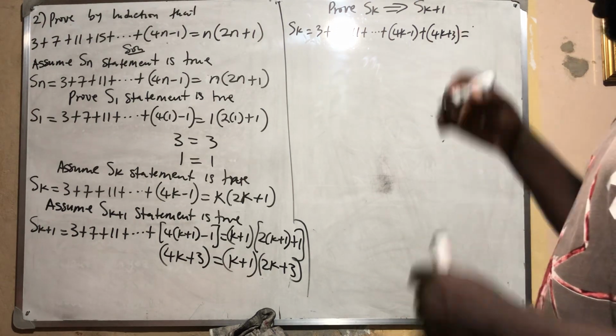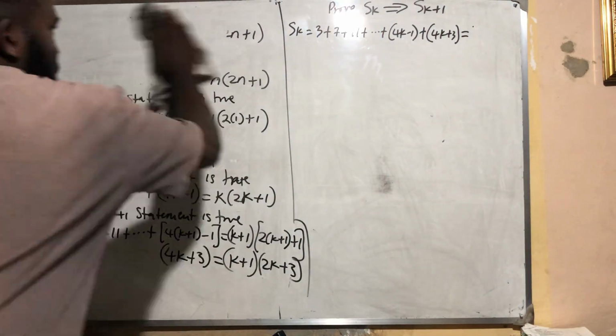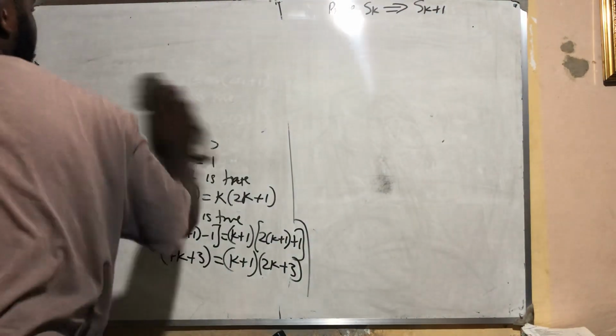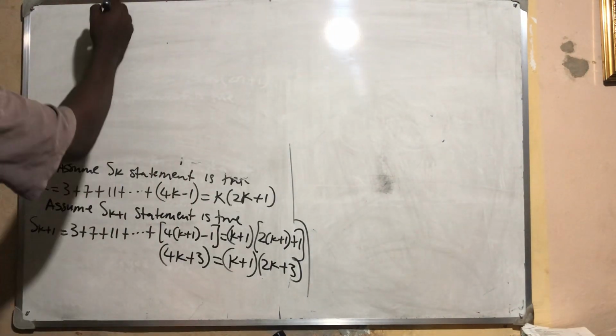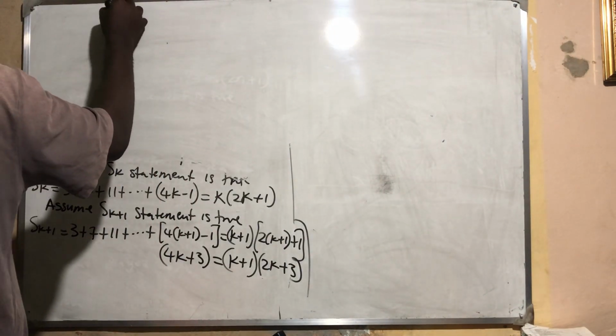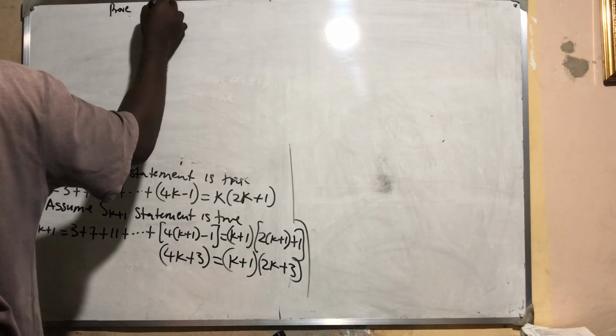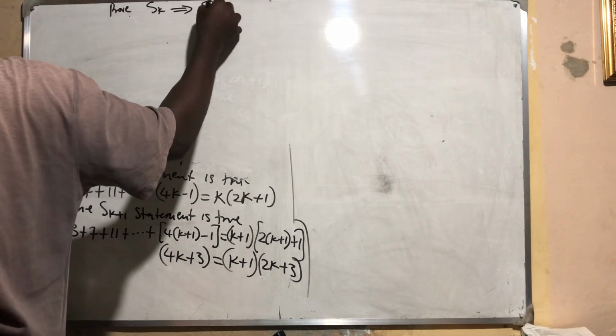Please permit me to write it here because it's always very long. I hope you have written this one. So I have to prove that Sk implies S(k+1).